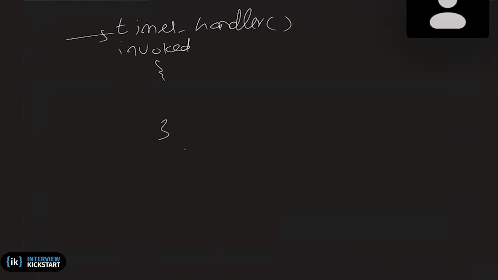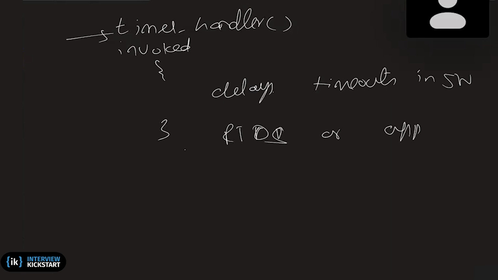This timer interrupt is handled by a timer handler or timeout handler, an ISR. This is invoked, and this handler is the one which keeps track of various delays and timeouts that are required in the software. Now, this could be part of the OS or RTOS, or it could be part of the application. It doesn't matter.